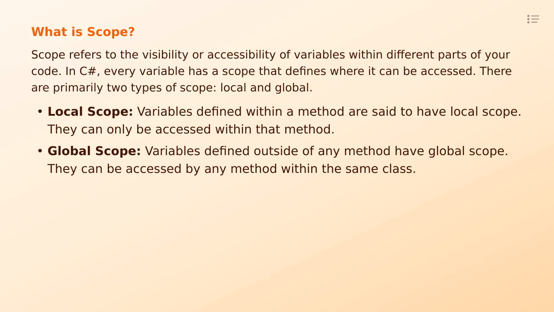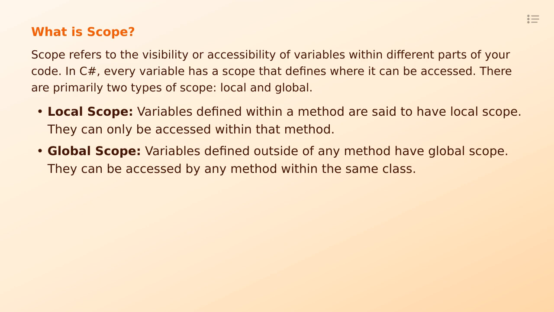Now, what's scope? Scope refers to the visibility or accessibility of variables within different parts of your code. In C#, every variable has a scope that defines where it can be accessed. There are primarily two types of scope: local and global.